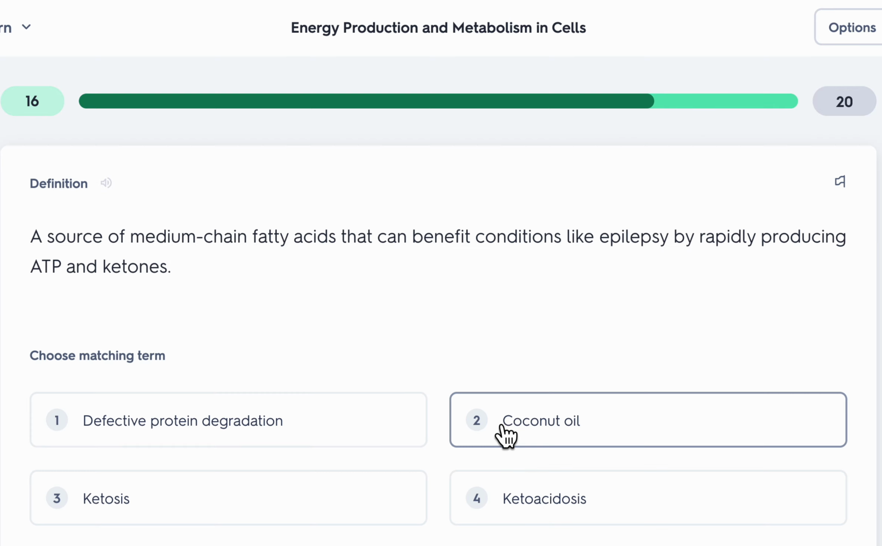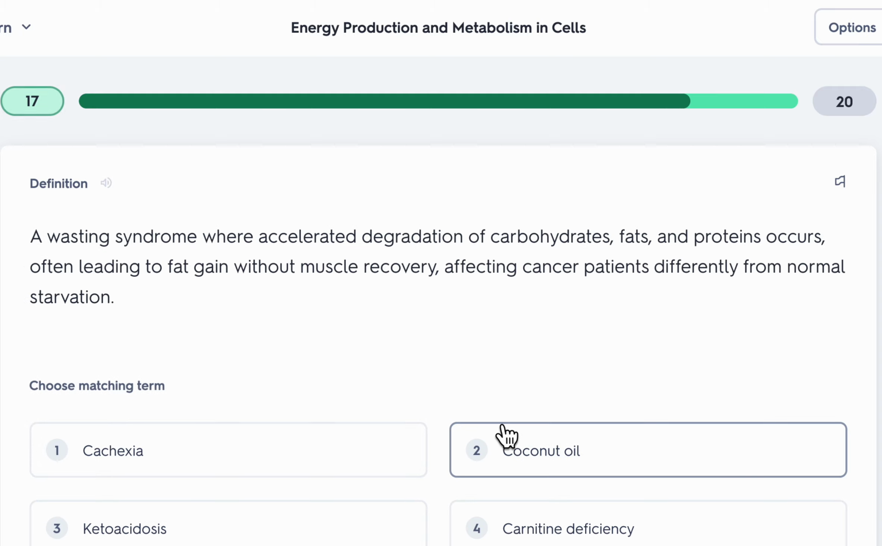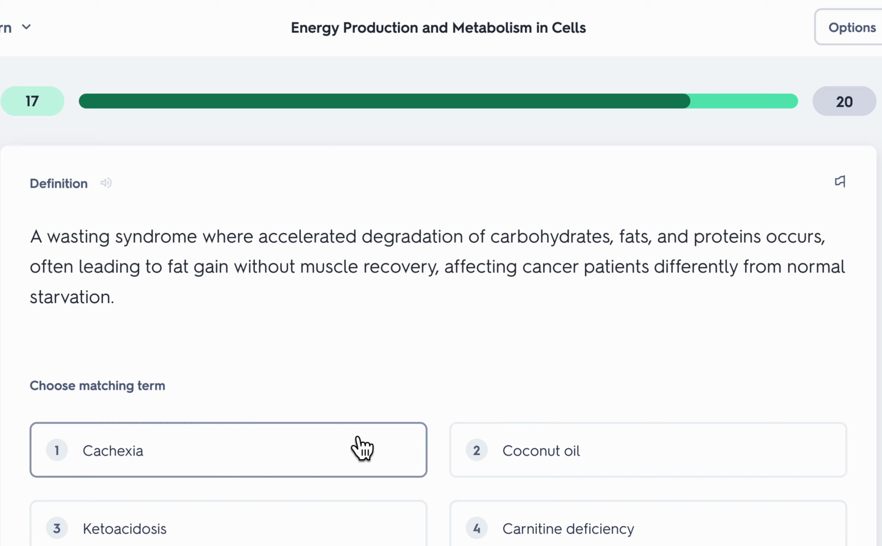A source of medium-chain fatty acids that can benefit conditions like epilepsy by rapidly producing ATP in ketones. A wasting syndrome where accelerated degradation of carbohydrates, fats, and proteins occurs, often leading to fat gain without muscle recovery, affecting cancer patients differently from normal starvation.